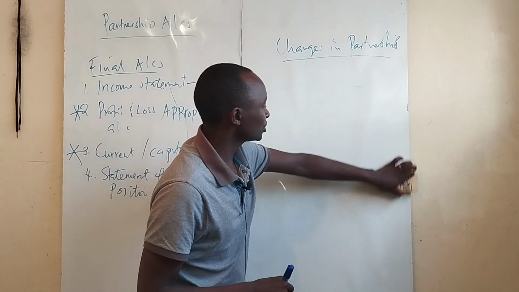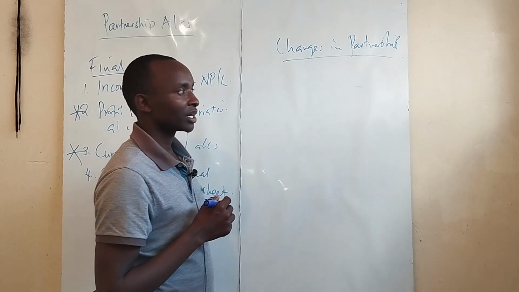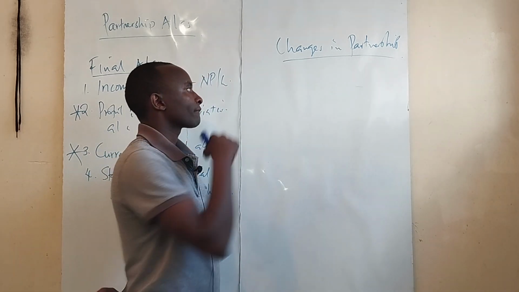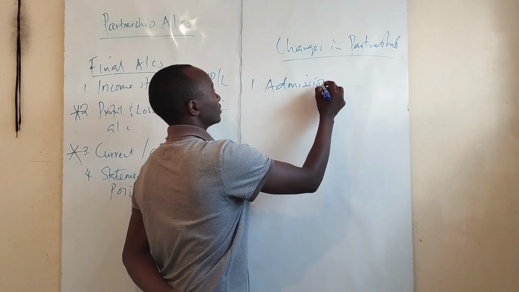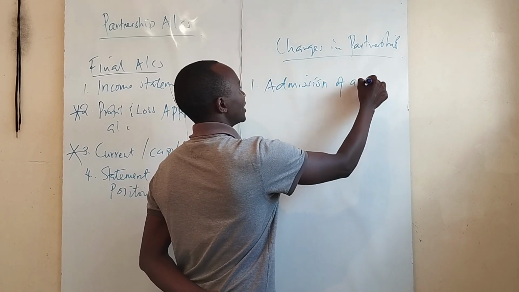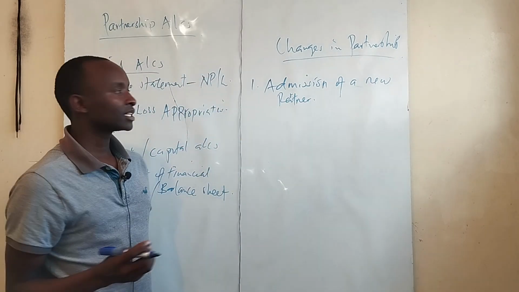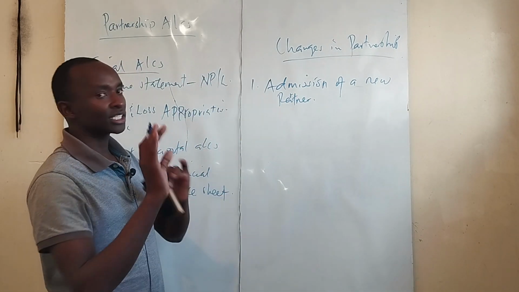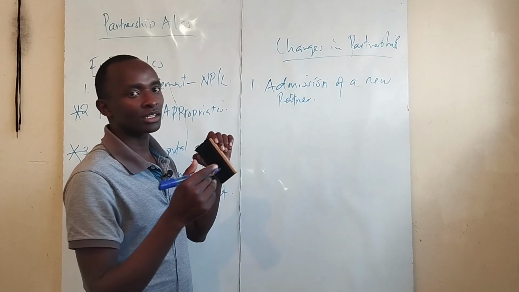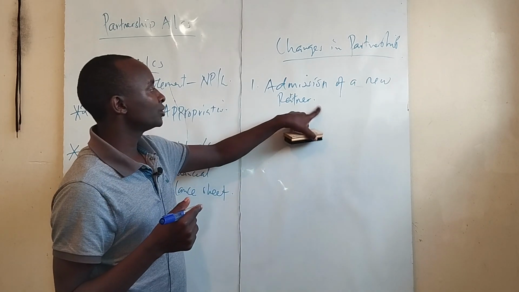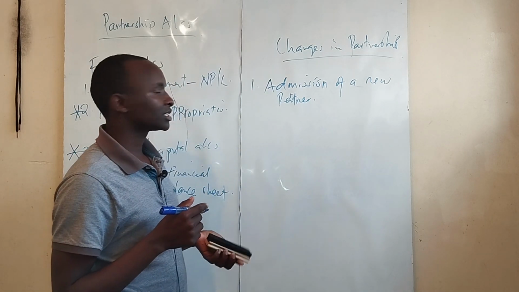So again, what we are going to look at in partnership accounts are the changes. Changes in partnership accounts mean, number one, there is admission of a new partner. That means the partnership agreements will change. So that one is a change in the partnership business. And I will show you as we go by in our next tutorials how the accounting treatment or the accounting arrangements for addition of a new partner is done.